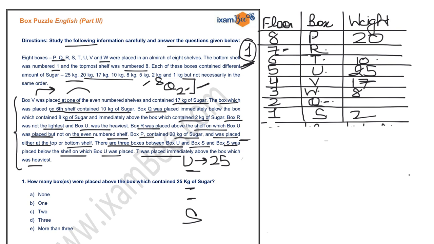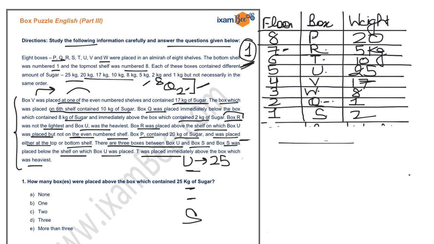Right, now you know that box R was not the lightest. Here it is given that box R was not the lightest. If this is the condition, then you know that your Q was the lightest. So you can write 1 kg over here and box R will contain 5 kg. Now this is your arrangement. You can now answer any number of questions basis on this particular arrangement.